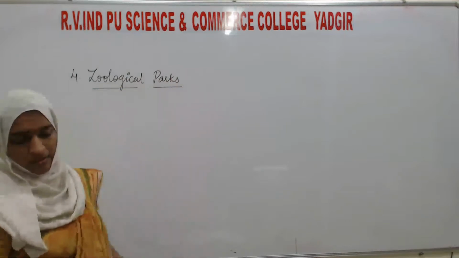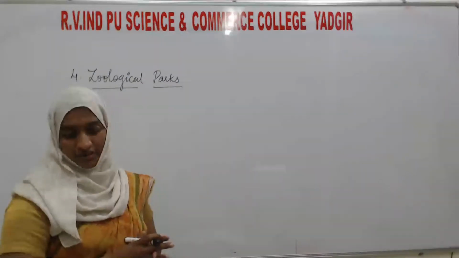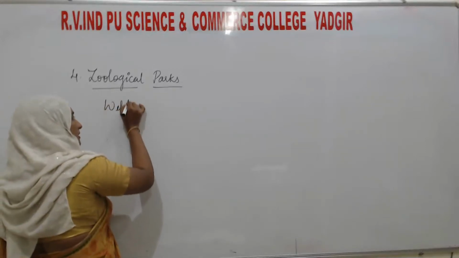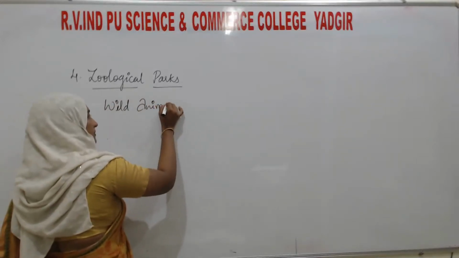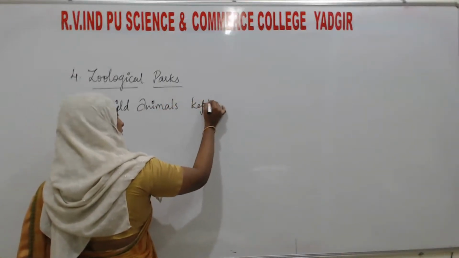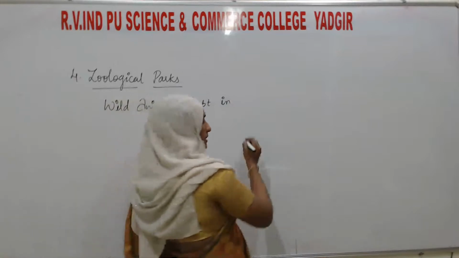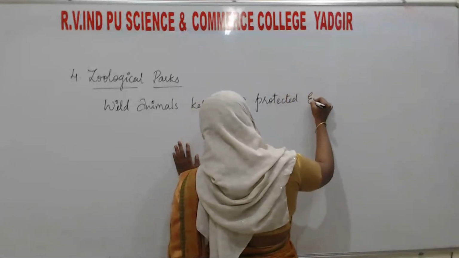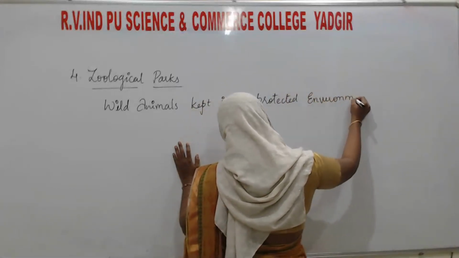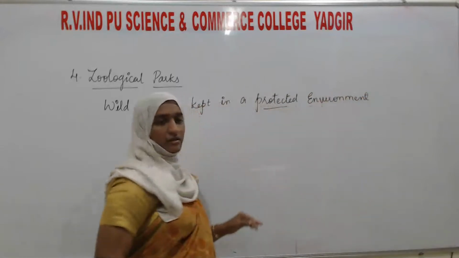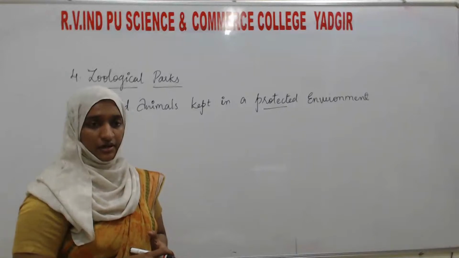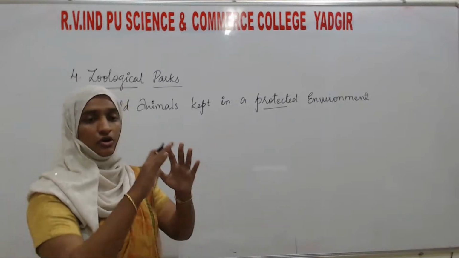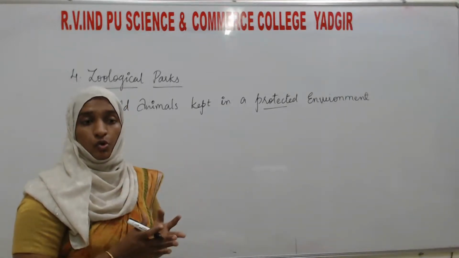Zoological parks means these are the places where wild animals are kept in a protected environment. Why are they protected? They should not get harmed by other animals. One more thing, they should not harm the other animals. For that reason, they are protected in cages and rooms.